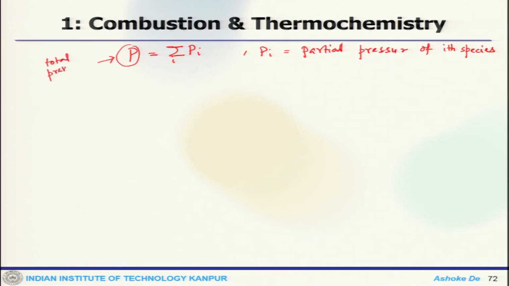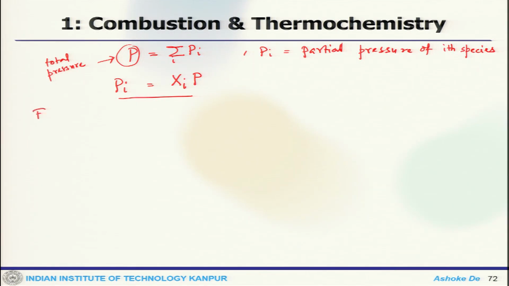Now, how can we find the partial pressure? If we know the total pressure of the system, then we can find the partial pressure of that individual species. To find that, you take the mole fraction times the total pressure. That will get you the partial pressure of the individual species.